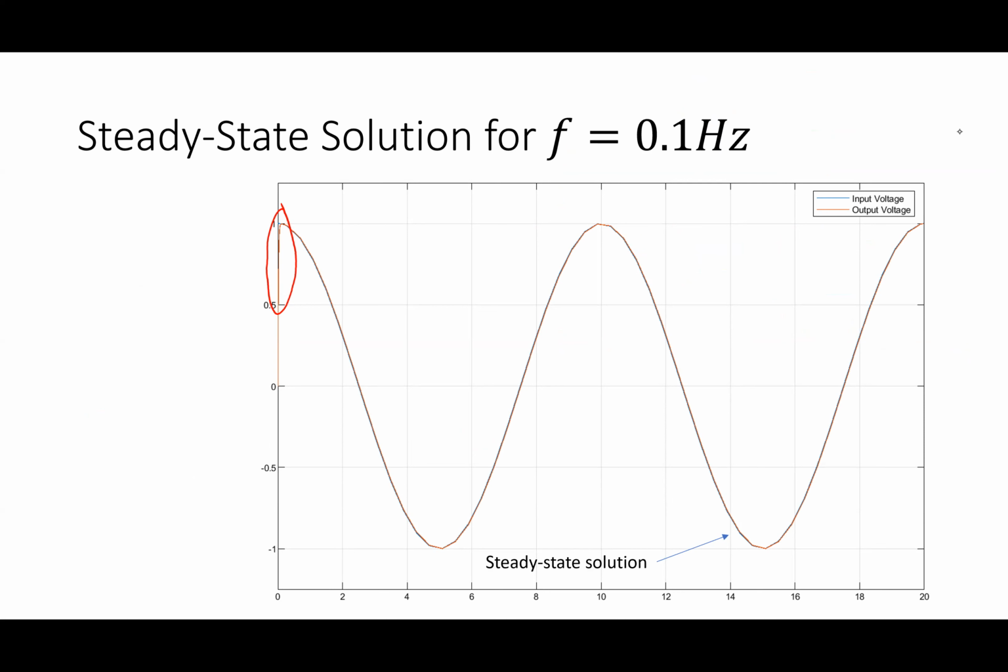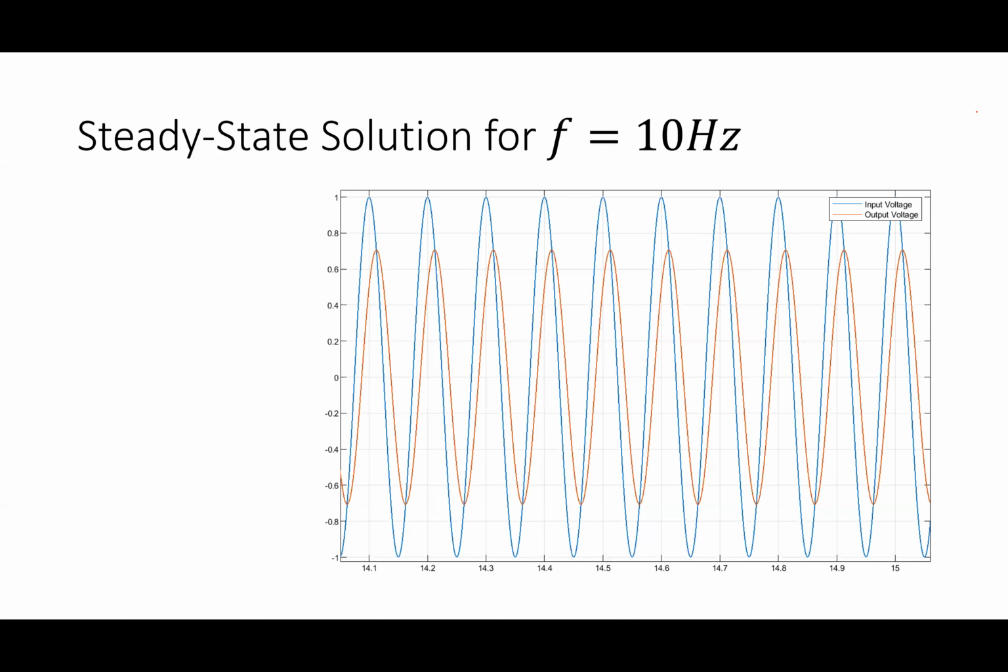It looks to me that V out is just cosine 2 pi 0.1 t. There's no shift between them, so there's no phi that I add, right? What about here at 10 hertz? The blue is the input, the red is the output. So what's going on here?